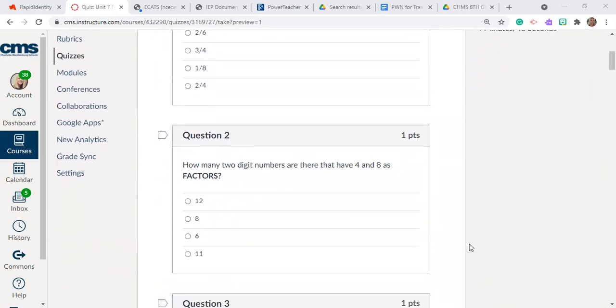Question 2. How many two-digit numbers are there that have 4 and 8 as factors? I'm going to read that one more time. How many two-digit numbers are there that have 4 and 8 as factors? Keep in mind, it's asking you how many numbers there are. 12, 8, 6, or 11. Pause and do the work.